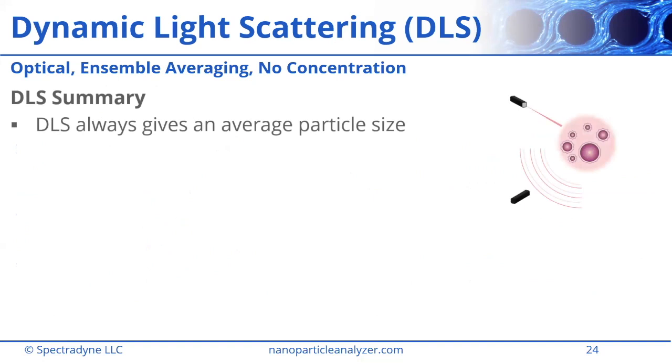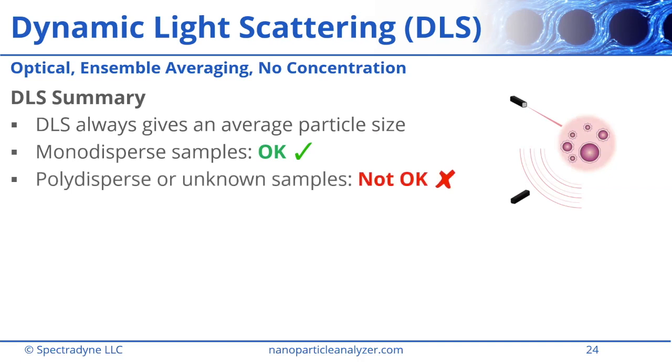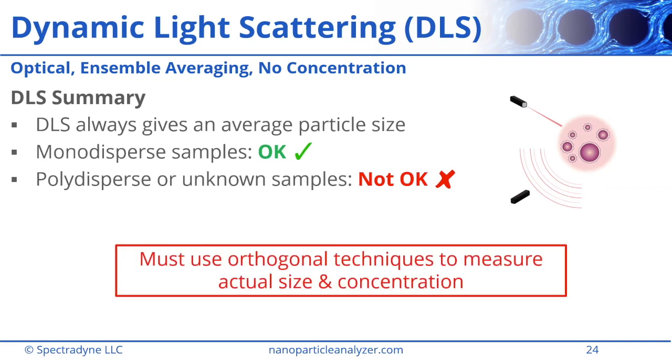So to summarize, dynamic light scattering always gives an average particle size, which is great for monodispersed samples, and it's a very useful technique for this kind of material. However, when you get to polydisperse or unknown samples where you don't know in advance what is in there, it's not really telling you that much about the sample. And it's really important then to use orthogonal techniques to measure the actual size distribution and of course the concentration, because the concentration is the dose.